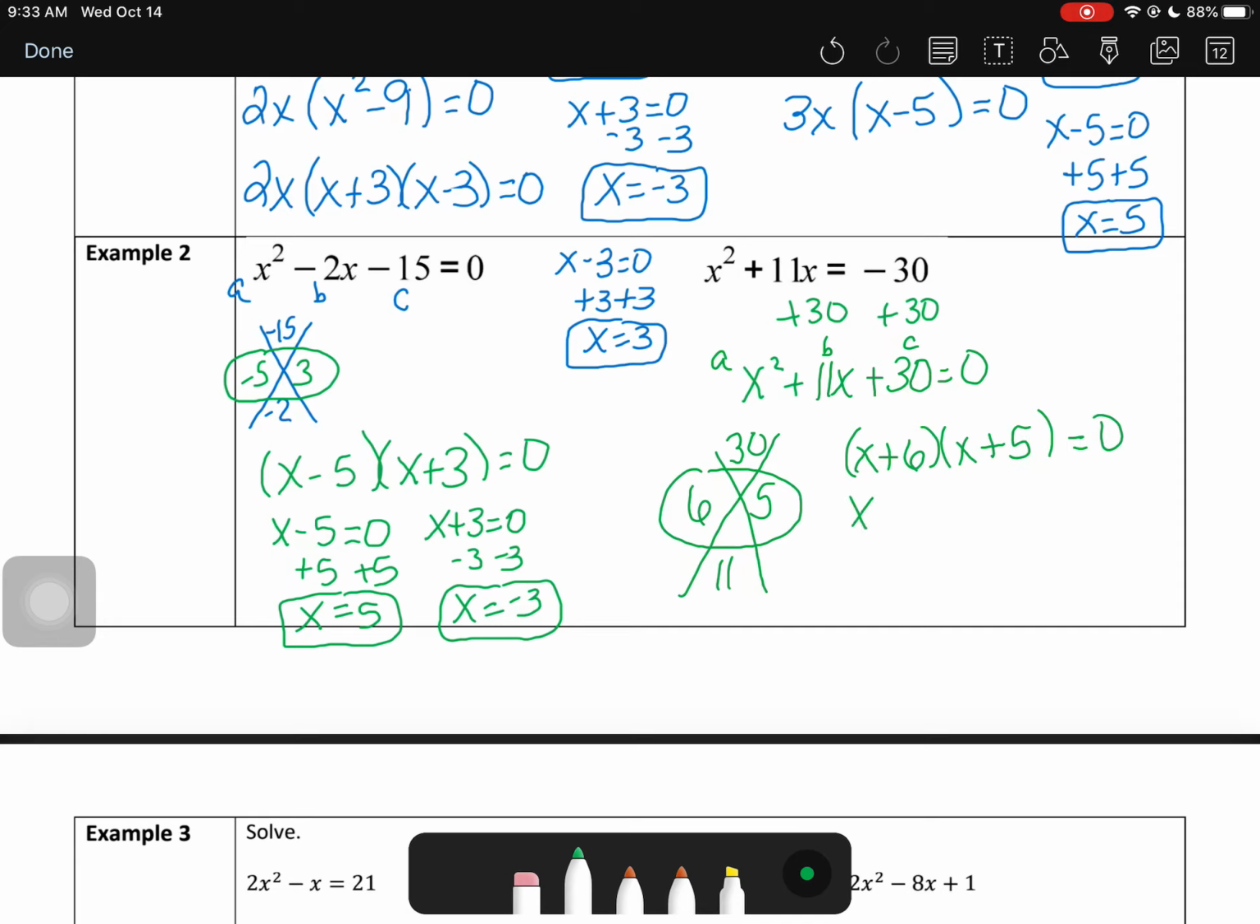So we'll set x plus 6 equal to 0, and we'll subtract 6 from both sides. So our first solution would be x equals negative 6. Then we have x plus 5 equals 0. We'll subtract 5 from both sides. And so we have x equals negative 5 as our second solution.